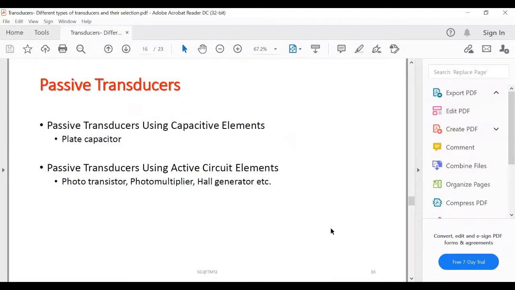Next is the passive transducer using the capacitive element. Here, for a parallel plate capacitor, the capacitance can be changed by varying the physical dimension of the plate structure, or by varying the dielectric constant of the medium between the capacitor plates. Both of these capacitive effects are used in the design of different transducers of environment.